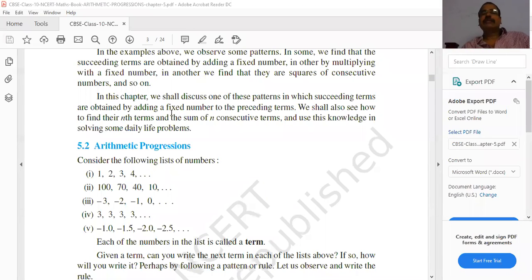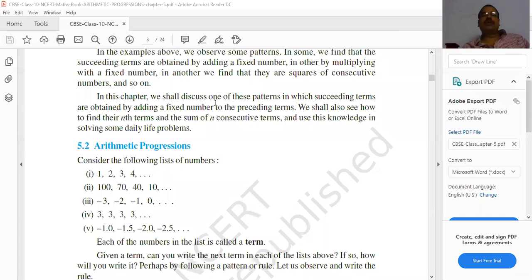Arithmetic progression means, in the above examples, we observe some patterns. We find that the succeeding terms are obtained by adding a fixed number. It is an important point. Only adding; if you multiply by a fixed number, it is wrong. By multiplying, the series is not in AP, that is a GP. But for us, GP we leave it. Only AP, arithmetic progression. By adding a fixed number only, if the series continues, then the numbers are in an arithmetic progression.